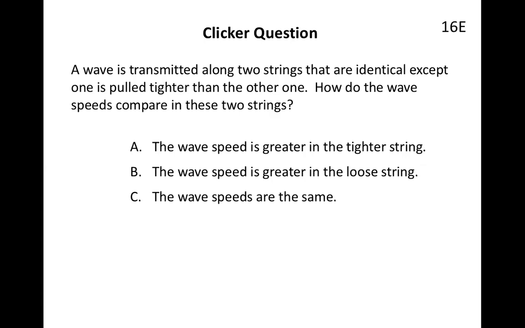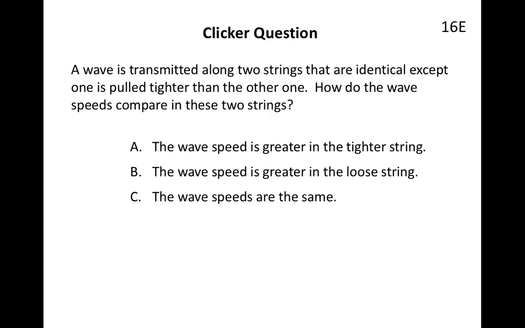So here's a question. It's not really a clicker question. A wave is transmitted along two strings that are identical except one is pulled tighter than the other one. How do the speeds compare? Well, the speed of a wave on a string is given by the square root of the tension divided by the mass per length. Now notice we have to say mass per length, because it doesn't depend on how long the string is, it just depends on what the tension is.